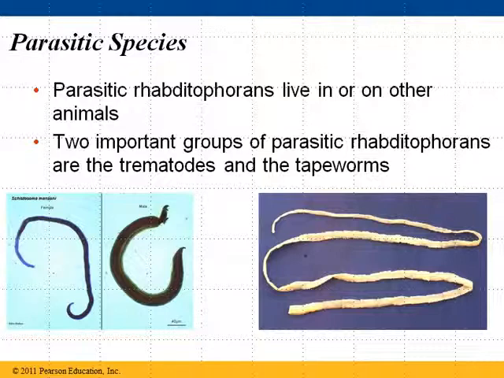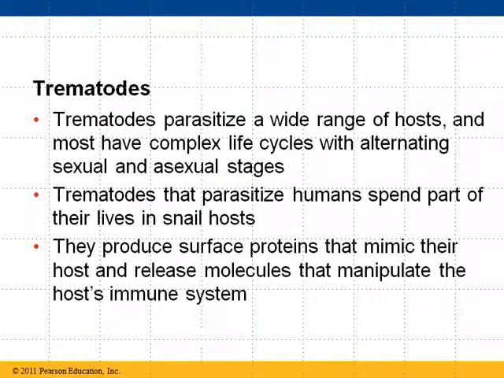Some of these various flatworms live in or on other animals and are parasitic. Trematodes and tapeworms are a good example of ones that might affect humans. Trematodes have a wide variety of hosts. They can infect humans as well. They spend part of their life between asexual and sexual stages. They spend part of their life in snails as hosts, but then they can also be transferred to humans, and they produce surface proteins that mimic their host and release molecules that then manipulate the host's immune system.